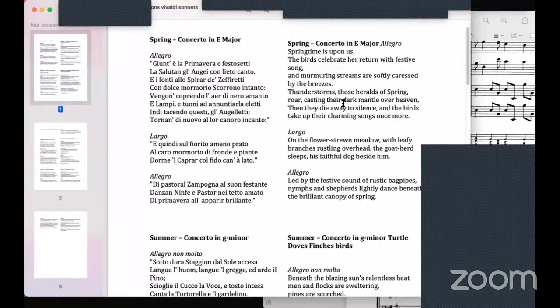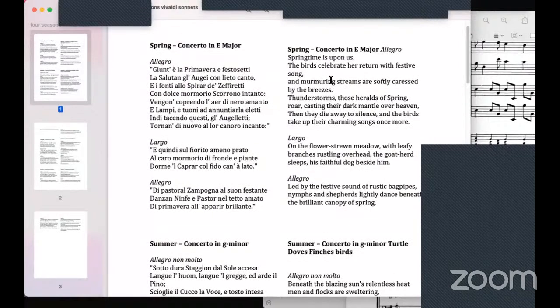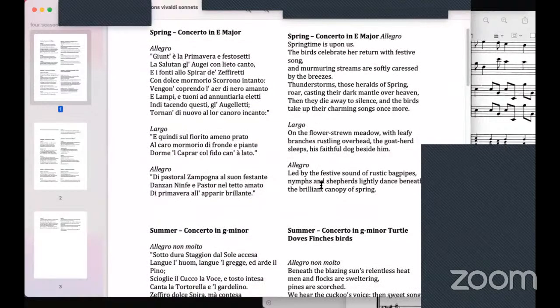That's the first movement. So the Primavera has one fast, slow, fast movement. So allegro, largo is the slow, and the last allegro is fast.